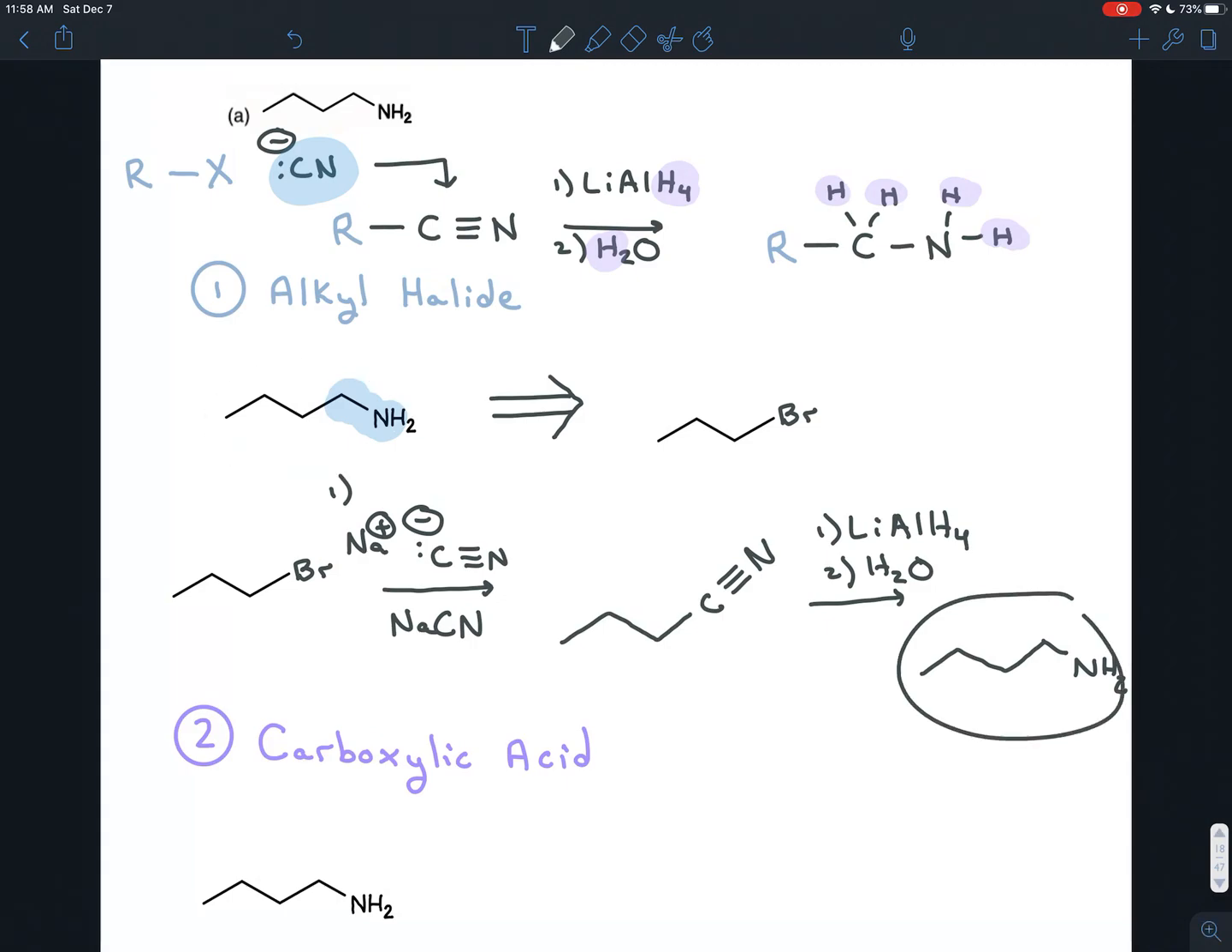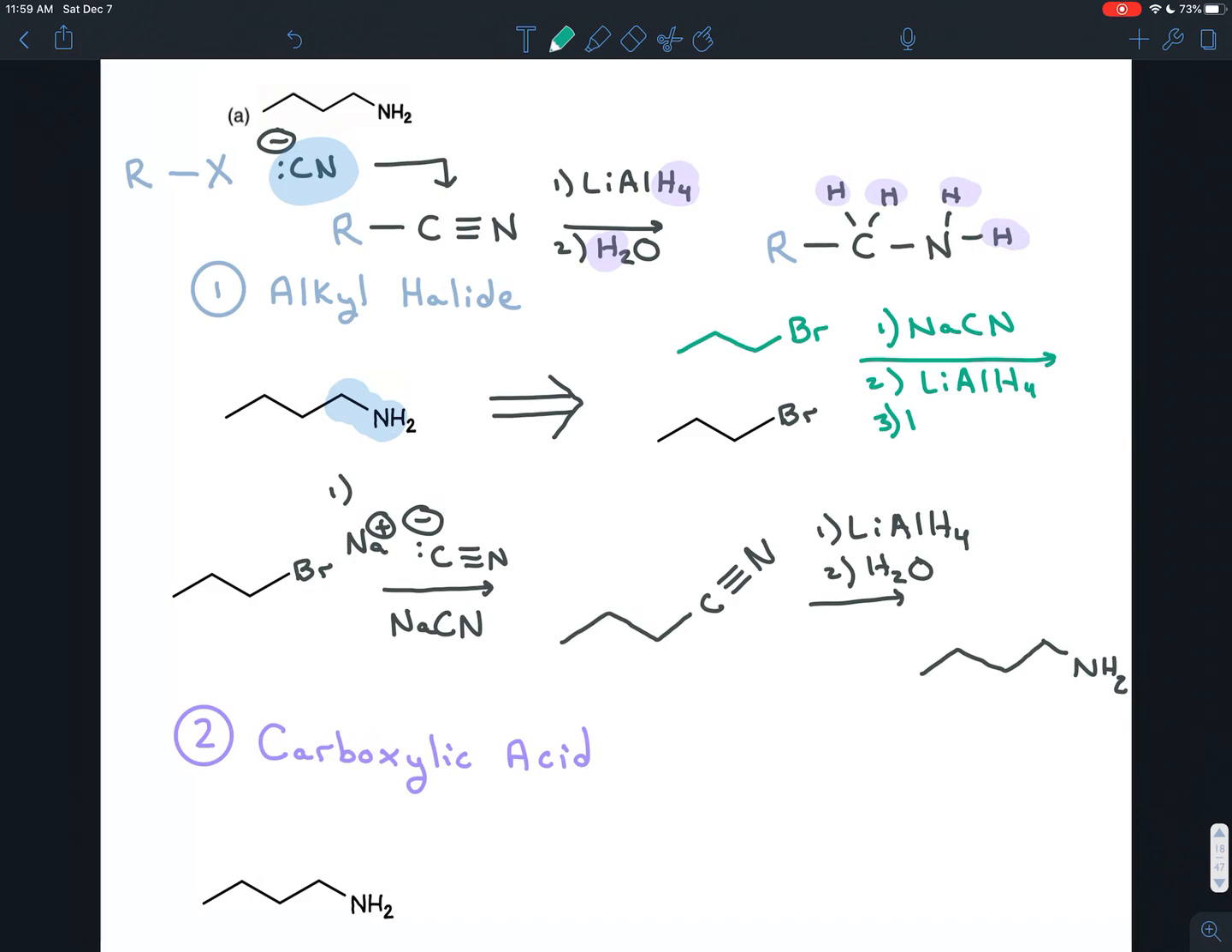So overall, the whole recipe here is first, we'd have this molecule, we would treat it with NaCN, second, lithium aluminum hydride, and third, water. And that would give us the product that we want, this here.